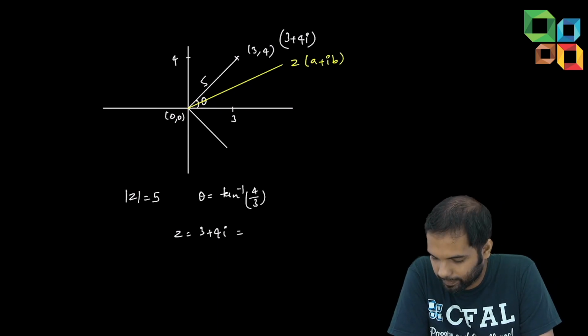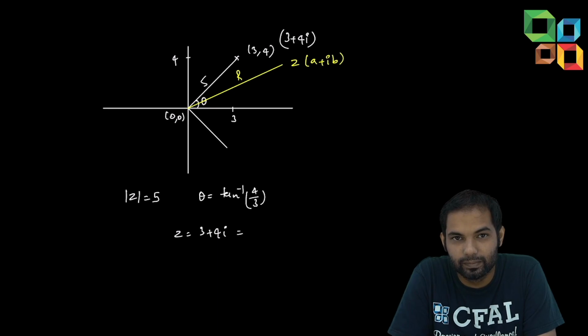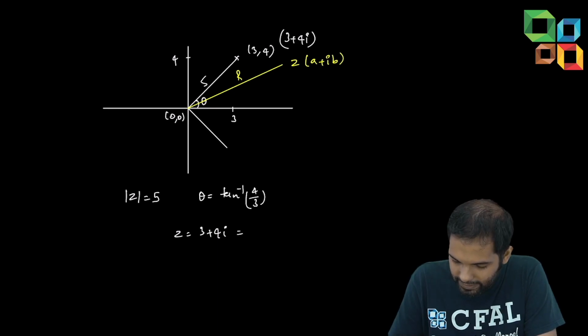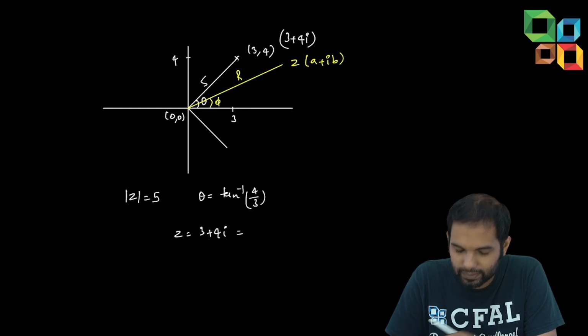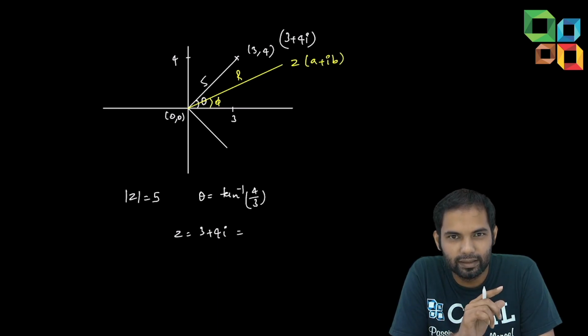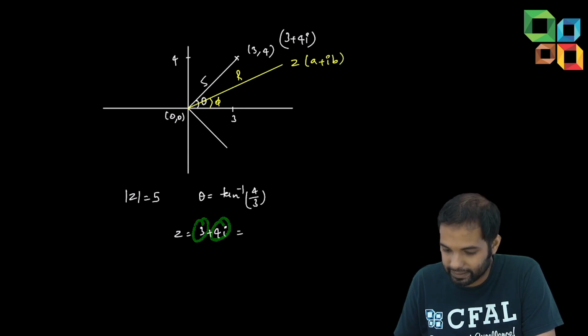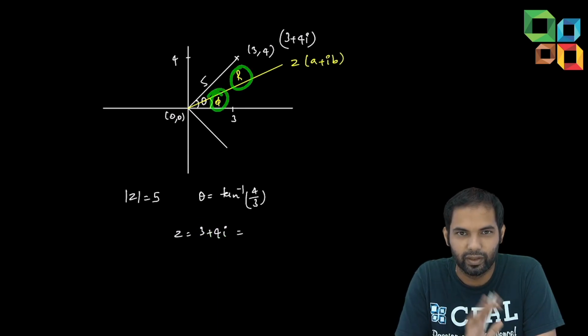A plus ib. Okay. Now look at it. So this distance here will be r. Suppose I take this as another angle as phi. Okay. Now, what is the relation between this a plus ib, what we write, and this distance and this angle? That's what we are trying to figure out.